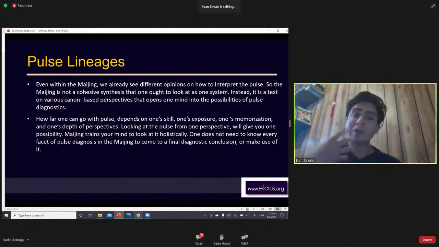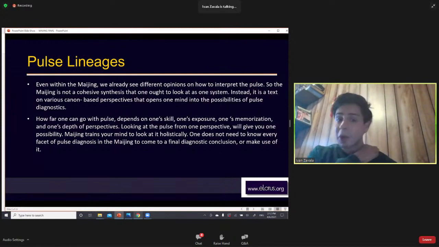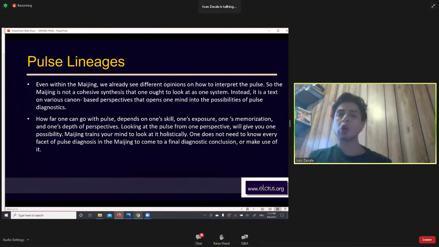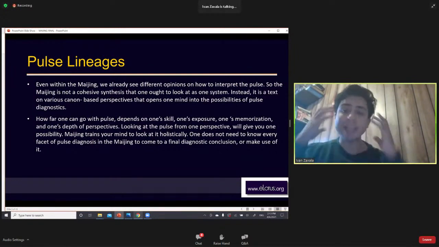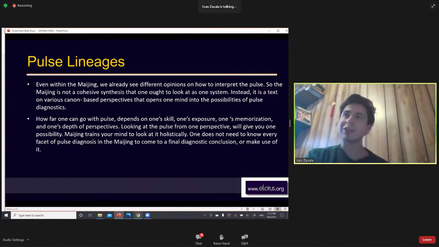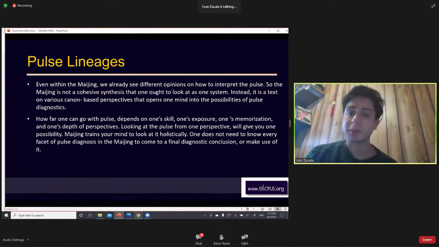Now, how far one can go with post depends on one's skills, one's exposure, one's memorization, and one's depth of perspectives. Looking at the post from one perspective will give you one possibility. What Wang Shehe, in my opinion, tried to do in the Maijing is train your mind to look at the material, at the post holistically. So you're not bounded by one perspective. Thus, your diagnostic insight can truly penetrate continually into the dimensions of the post.